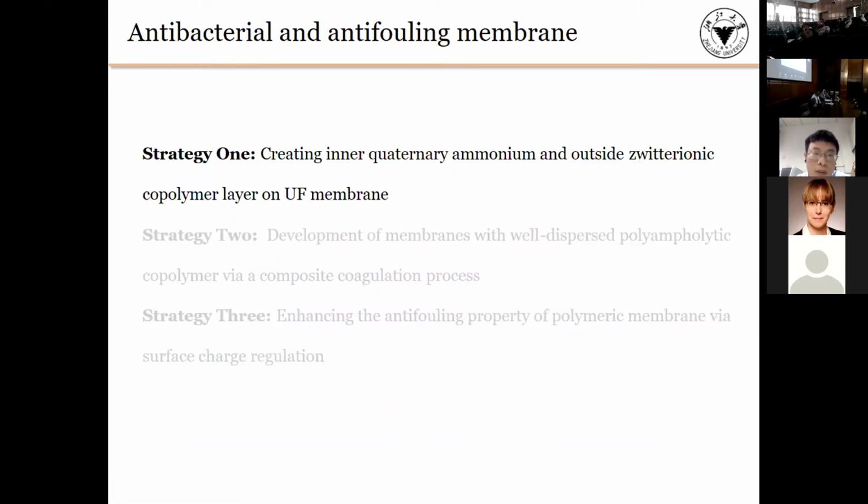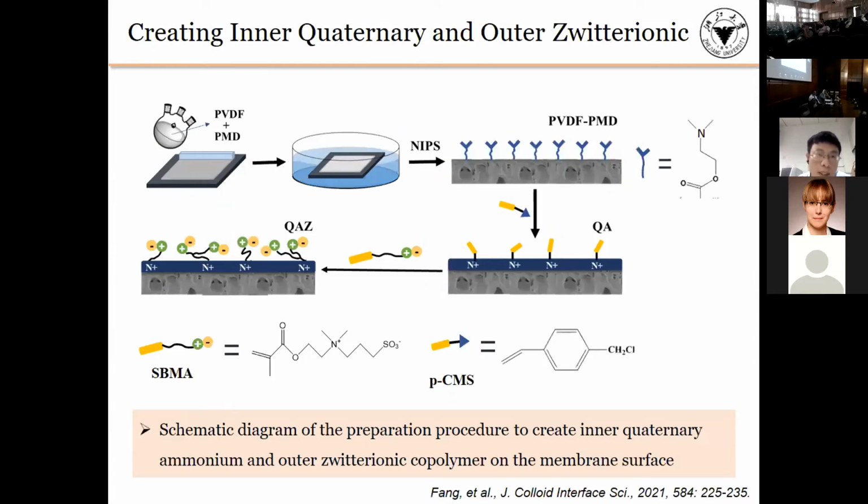First one, we create an inner quaternary and outer zwitterionic layer for improved performance. In this method, the PVDF and PDMAEMA membrane was prepared by the NIPS process. PDMAEMA is a kind of polymer that contains tertiary amine. Then the membrane is quaternized by PCMS. Here, PCMS not only quaternizes to get the quaternary ammonia, but also brings double bonds onto the membrane surface.